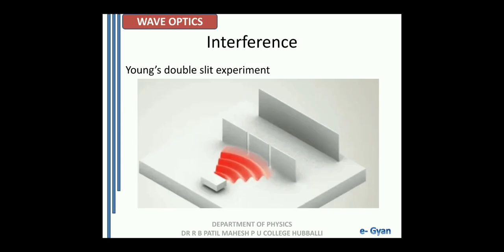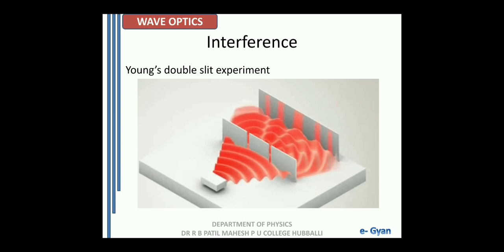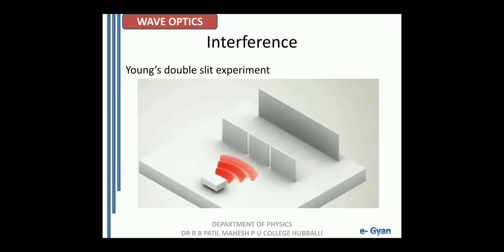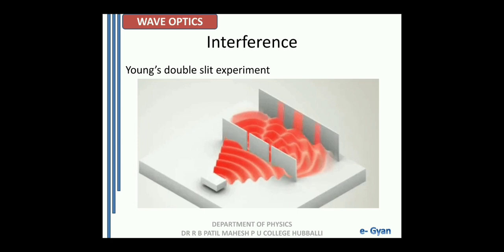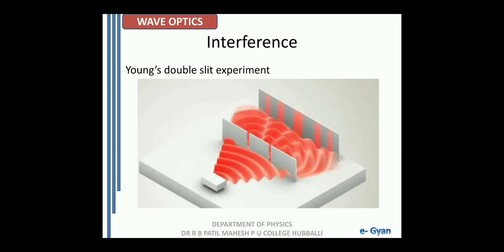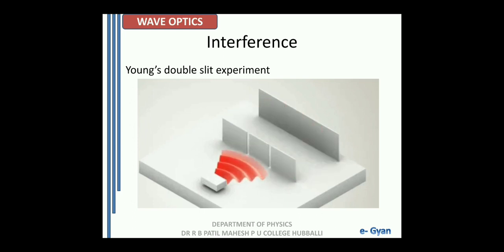Now here we have the diagram for Young's double slit experiment. The light from the source is given out, which passes through the slits, and after passing through the slits it produces alternate bright and dark fringes. At the center we get a bright band, and then on either side we get a dark, then bright, then dark, then bright. So this is the construction of Young's double slit experiment.